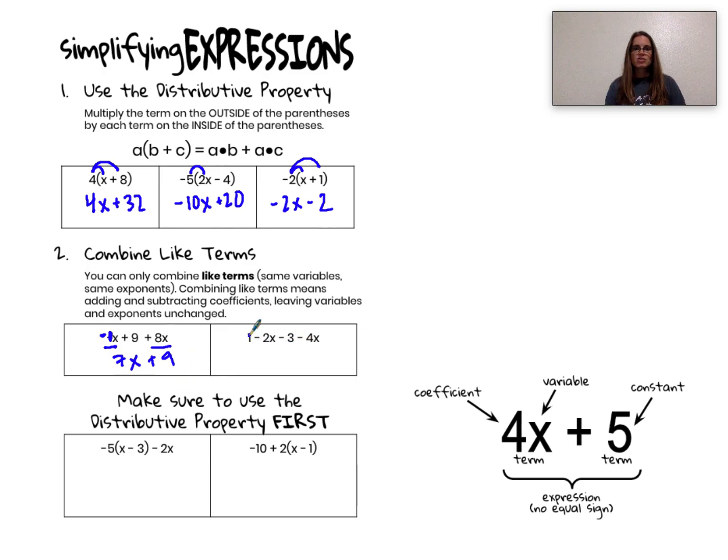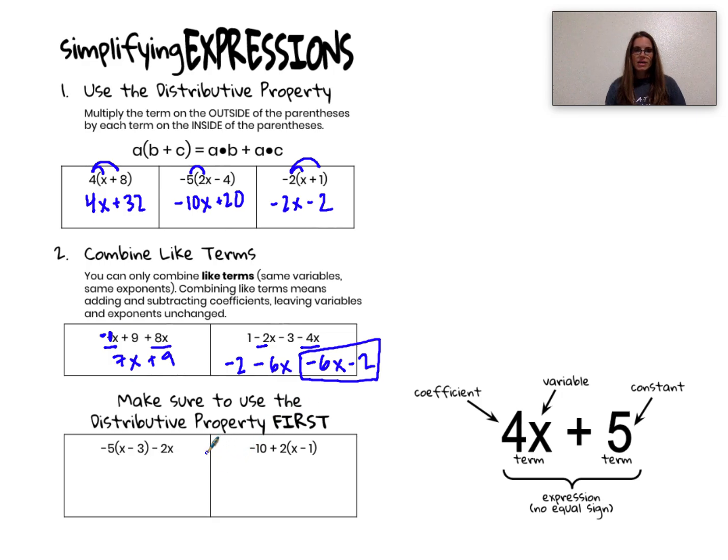Next example, I have two pairs of like terms. I have 1 and negative 3, as well as negative 2x minus 4x. 1 minus 3 is just negative 2. And then negative 2x minus 4x, that's the same as negative 2x plus negative 4x, which is negative 6x. You could also write this as negative 2 plus negative 6x. Now, we generally write the variable term first, so the preferred way to write this would be negative 6x minus 2.